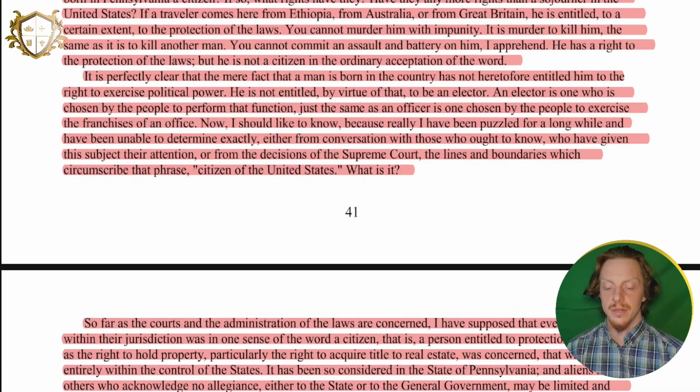Now, I should like to know, because really I have been puzzled for a long while and have been unable to determine exactly, either from conversation with those who ought to know, who have given this subject their attention, or from the decisions of the Supreme Court, the lines and boundaries which circumscribe that phrase, citizen of the United States. What is it?